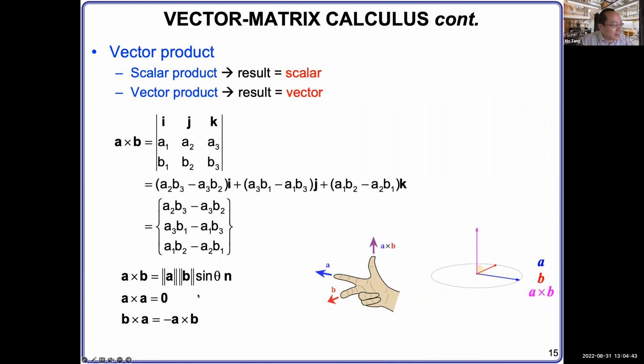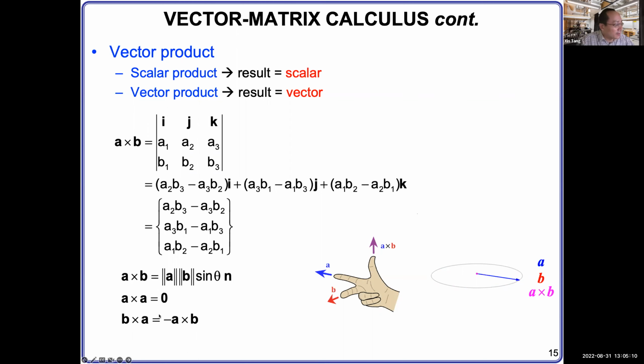And the maximum value is when theta equals 90 degrees, when sine 90 degrees equals one, then A cross product B equals the product of the magnitudes of these two, with the direction N perpendicular to both A and B, right? So you see here, now it's actually the maximum. This is the maximum when theta equals 90 degrees.